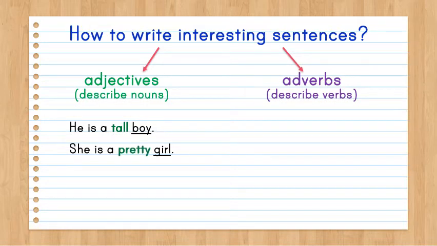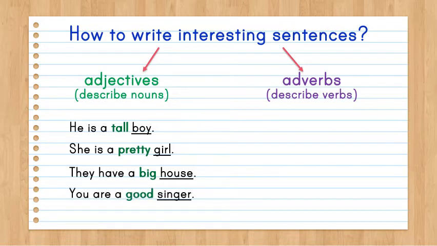Next, she is a pretty girl. Pretty describes the noun girl. They have a big house. The adjective big describes the noun house. And you are a good singer. So the word good describes singer.